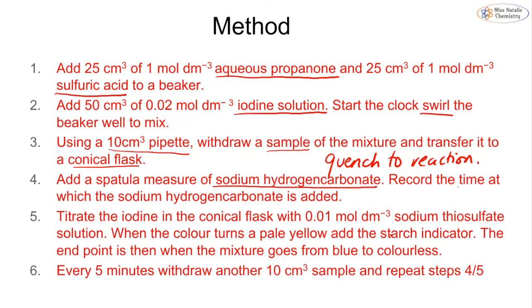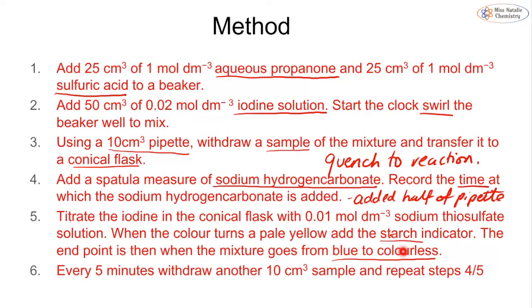And then we record the time at which the sodium hydrogen carbonate is added, and that should be recorded when we have added half of the pipette amount. Once we have that sample, we then want to titrate the iodine in the conical flask with our sodium thiosulfate. When it goes a pale yellow colour, we add the starch, and then it will go from a dark blue colour to colourless, and that is when we have our final titre, so making sure to use our starch indicator.